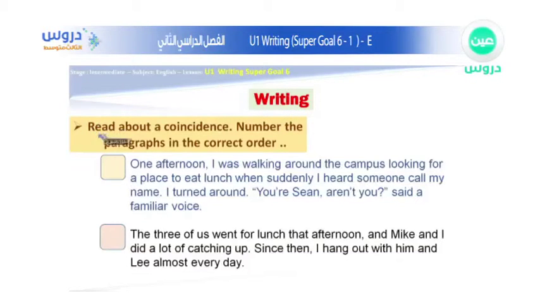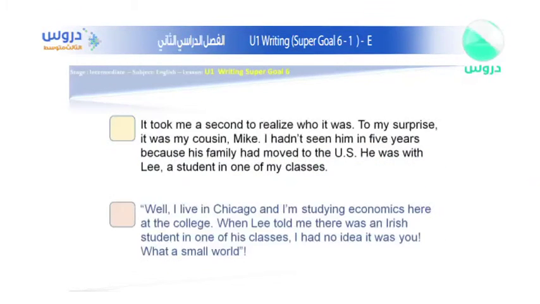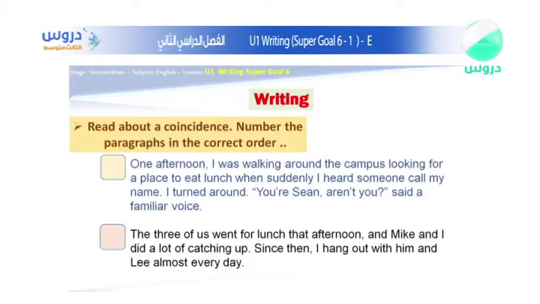So now, what do we have? We have writing now. It says, read about a coincidence. Number the paragraphs in the correct order. We have 6 paragraphs, and we want to put them in the right order. Let's read them quickly. One afternoon, I was walking around the campus looking for a place to eat lunch when suddenly I heard someone call my name. I turned around. "You're Sian, aren't you?" said a familiar voice.